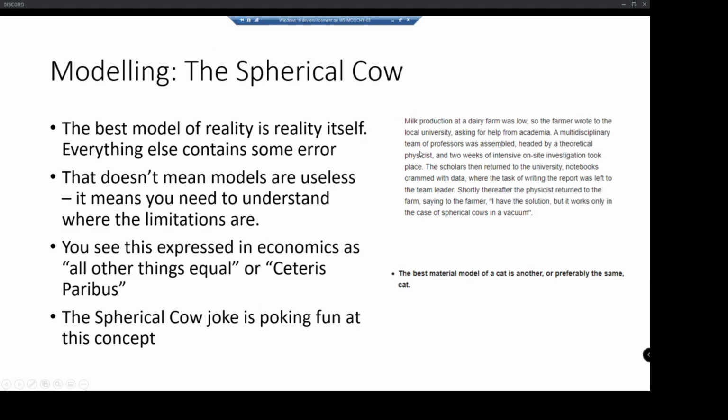So what you need to know is that anytime you're using a model, there is always some error. And you can still use the model. You just have to understand where those errors are and when the model is inappropriate.